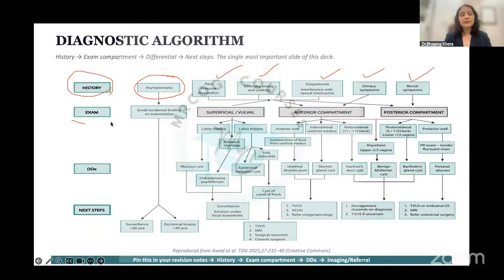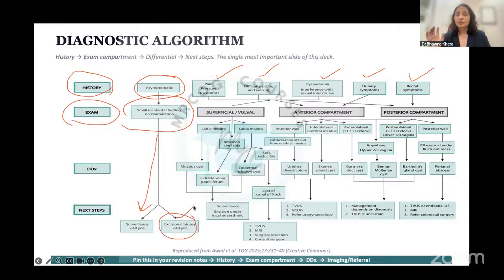Now, let's see what we can find in the exam. It could be a small incidental finding on examination. Now, what to do with this? If the patient is less than 40 years, just simple surveillance, wait and watch. But if it is more than 40 years, then you have to go for the excisional biopsy. This is important here.